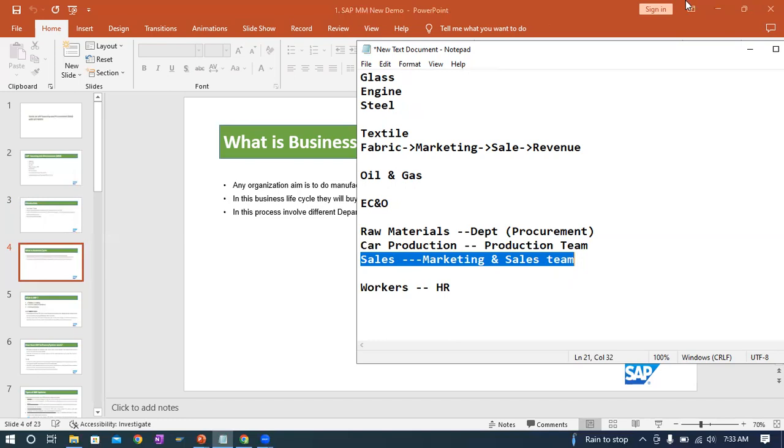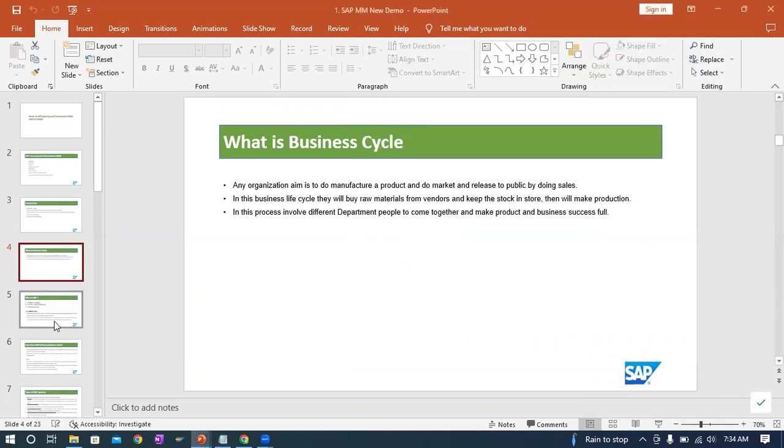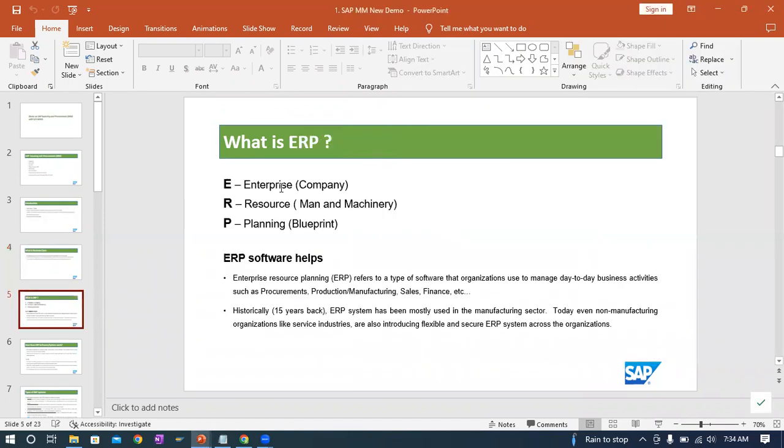Okay, so this is about the life cycle of any organization, any company. So what do we call this? This is the business, what we call an ERP business. ERP stands for enterprise resource planning. ERP is nothing but enterprise resource planning.